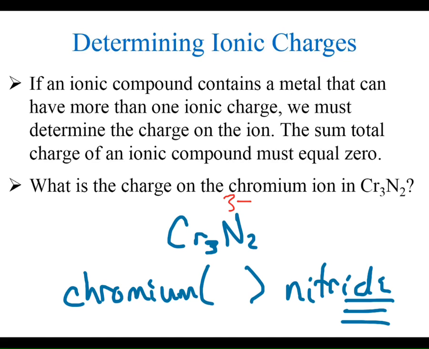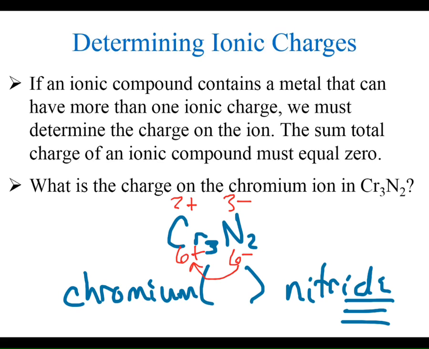Well, how many nitrides do I have? 2 of them. So I have 2 3 negatives. That's a total of 6 negative. So if all of the anions equal 6 negative, then all of the cations must equal what? If these are 6 negative, these must be 6 positive. Does that make sense so far? But I have 3 chromiums combining to be 6 plus. So what times 3 would give me 6 plus? 2 plus. Each chromium must be 2 plus.